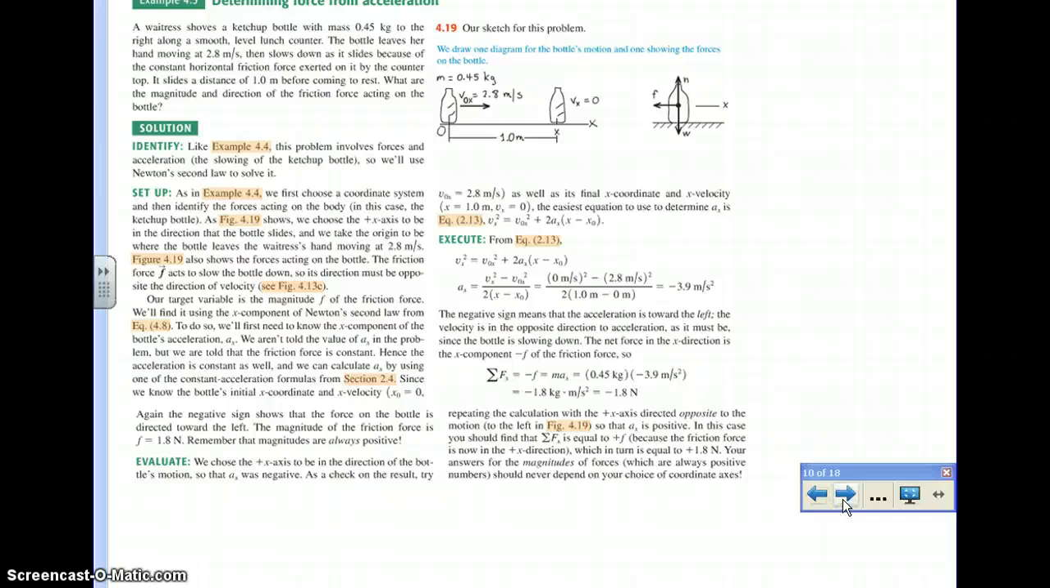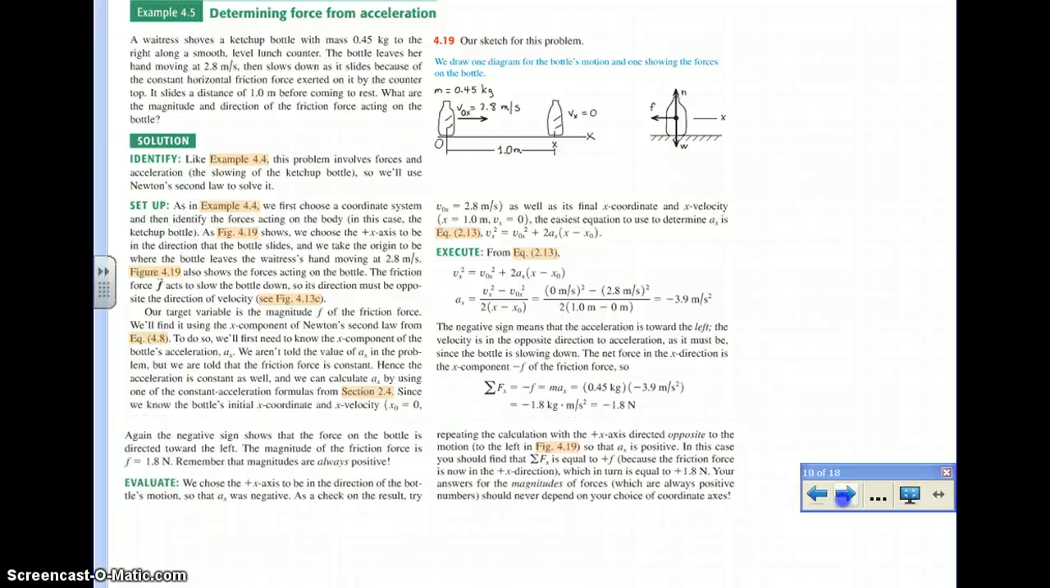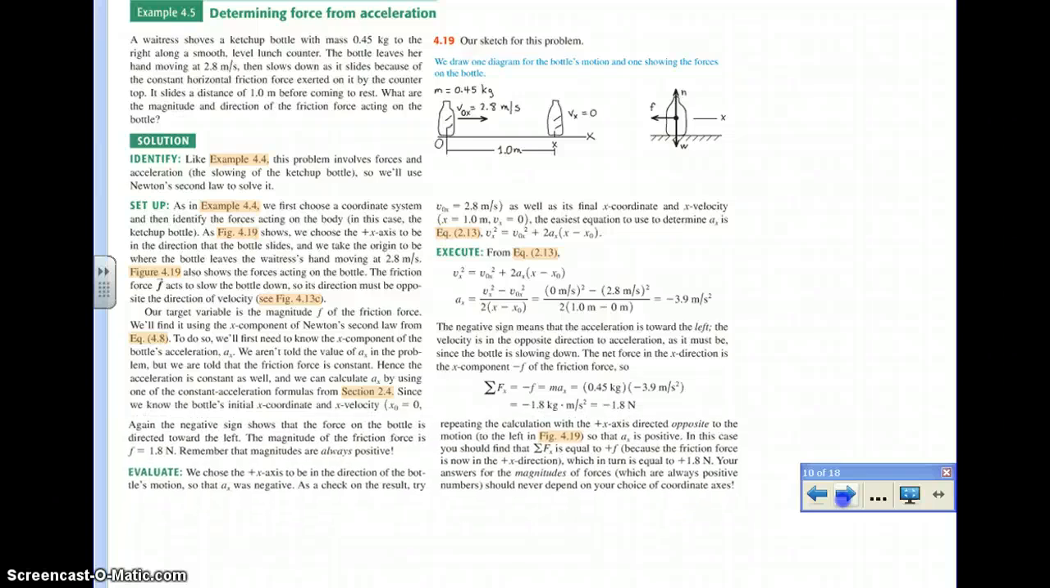All right. What about in example 4.5? Well, can we do it the other way? Instead of determining acceleration from net force, can we determine net force from acceleration? Sure, it's still the same simple equation, F equals ma.